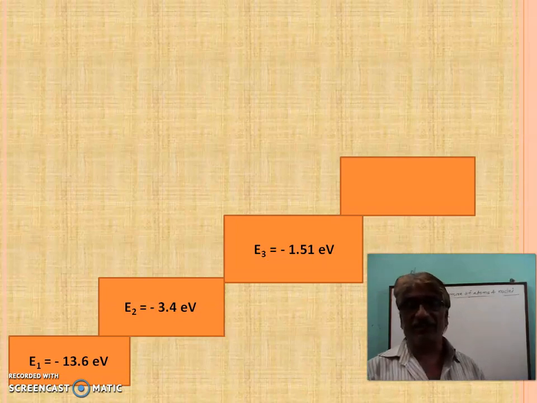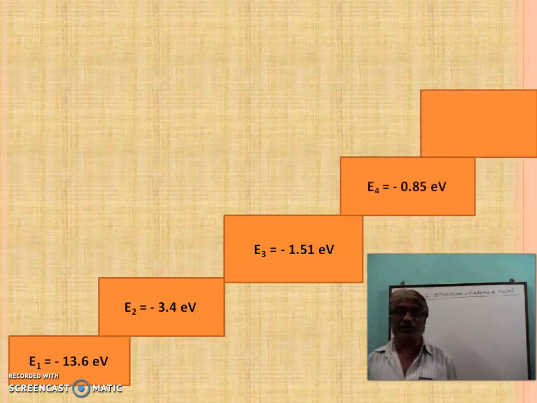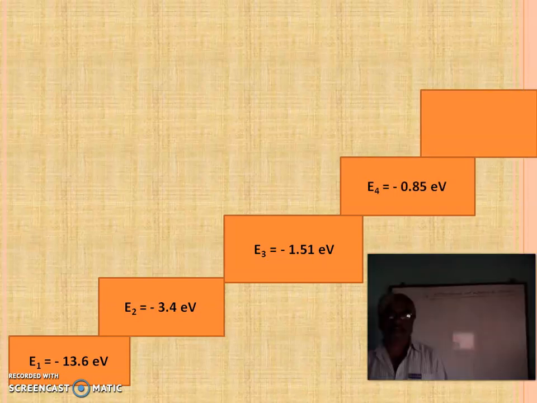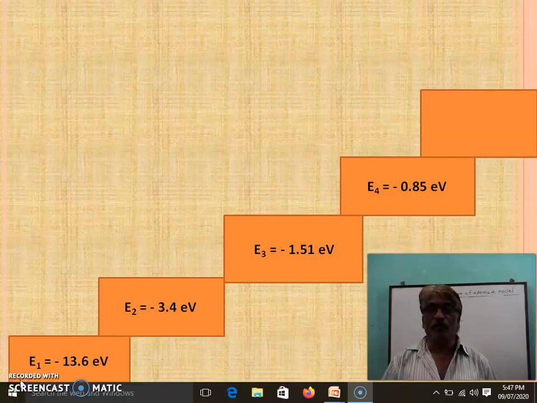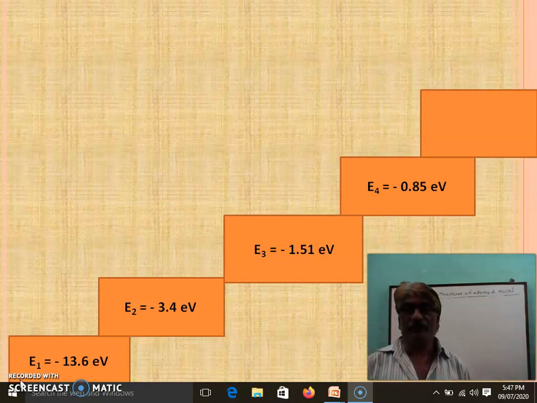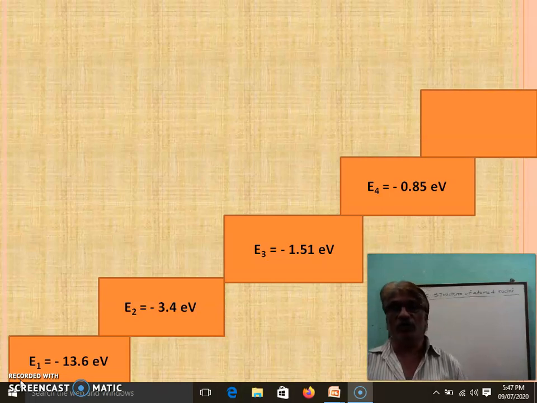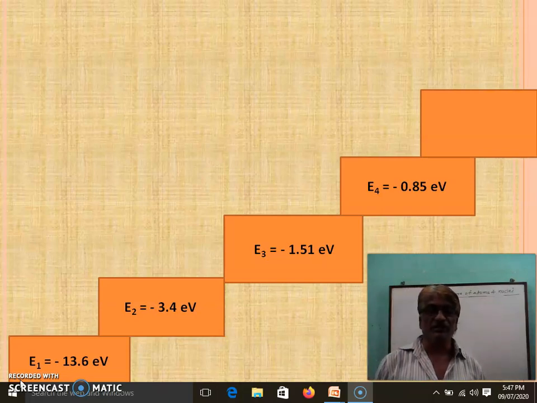If we see the energy of the electron in the fourth orbit, for the fourth orbit, n equal to 4, so energy is inversely proportional to 1 upon 4 square, that is 1 upon 16.